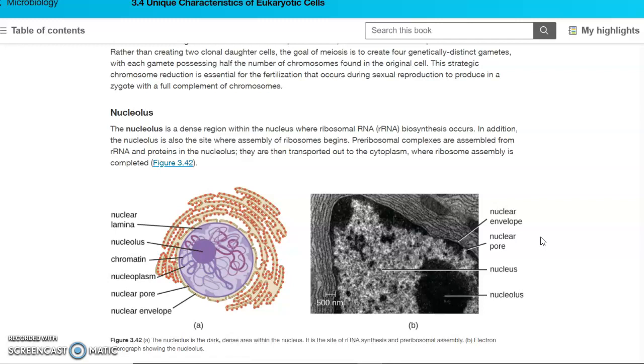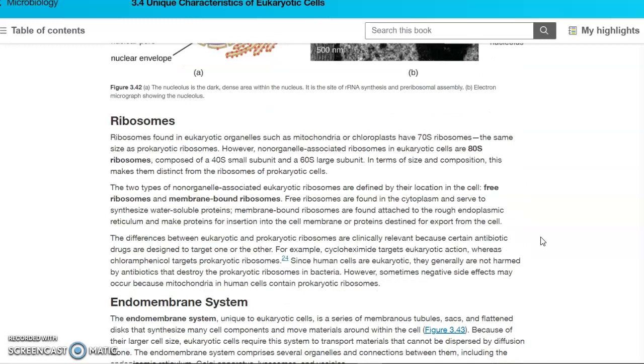formation of ribosomes. Now, we saw ribosomes in prokaryotes as well, and the ribosomes are the sites of protein synthesis, and they have the same function in both prokaryotic and eukaryotic cells, but the structure is different. In eukaryotic cells, they are 80S ribosomes, whereas in prokaryotic cells, they are referred to as 70S ribosomes. So even though they have the same function, they do have different structures.